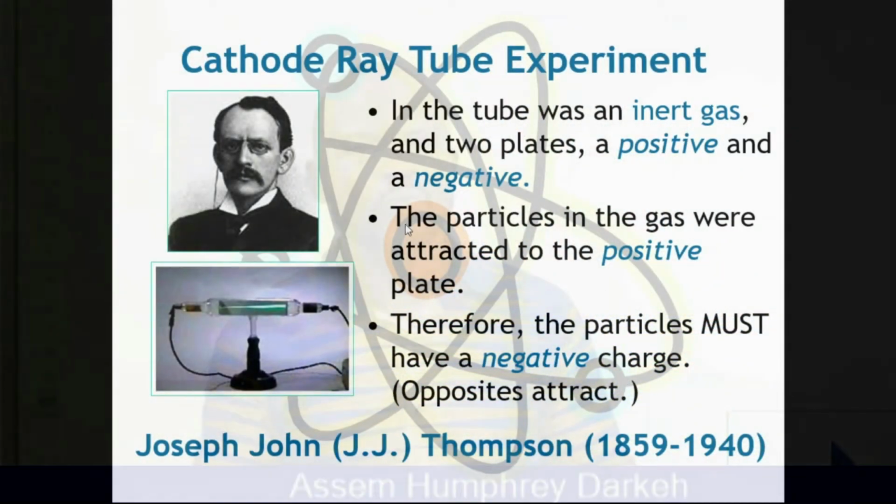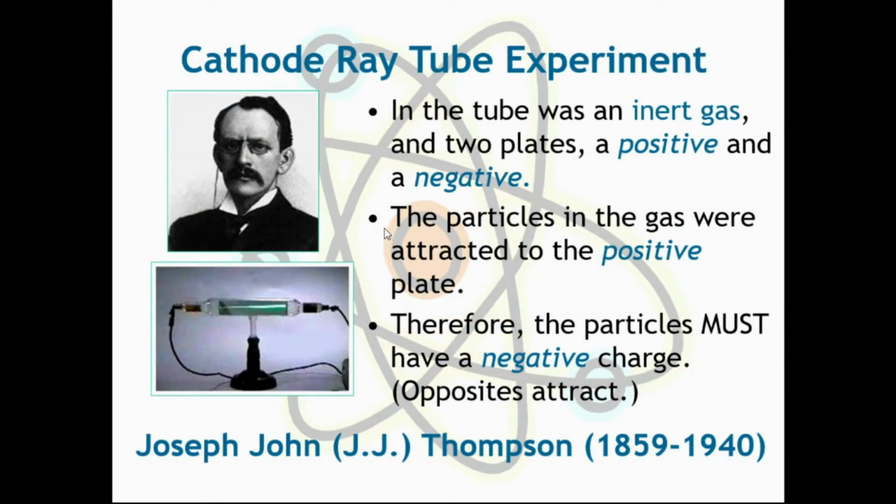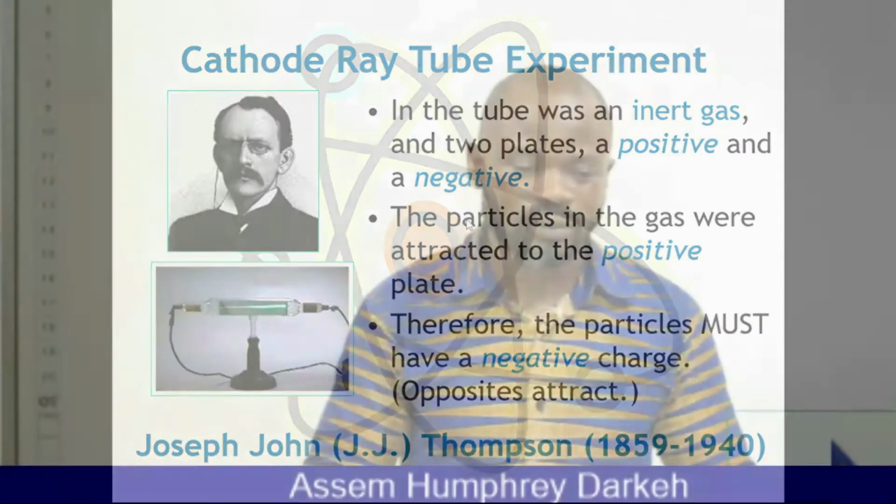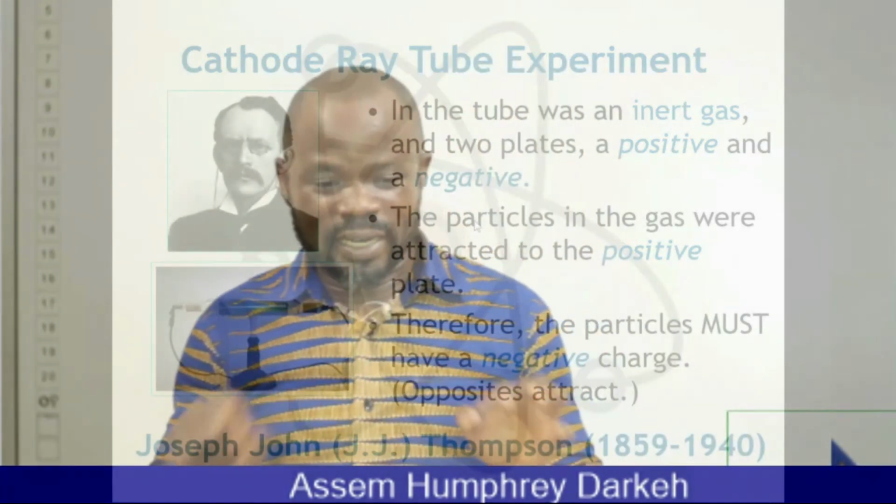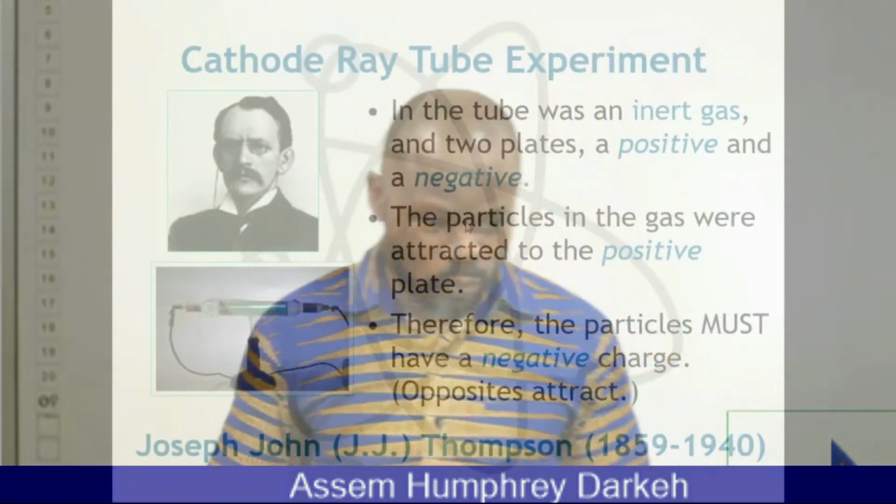In the tube, he actually put some inert gases so he could study the behavior of the gases. The tube contained 2 plates, a positive and a negative plate. Now we all know what inert gases are, so I want you to just pen down a few examples of the inert gases.